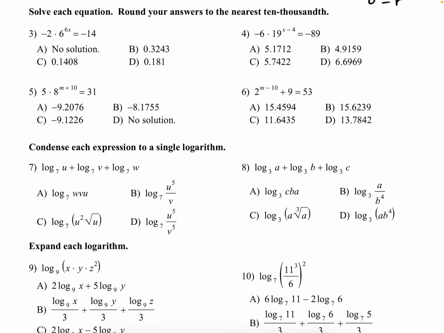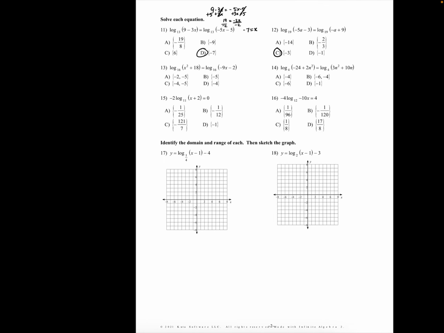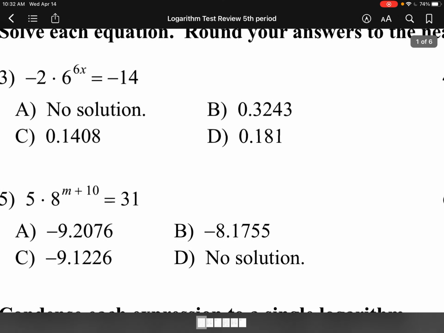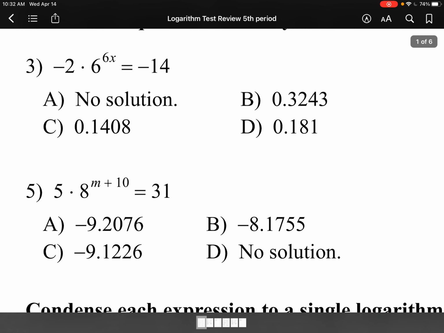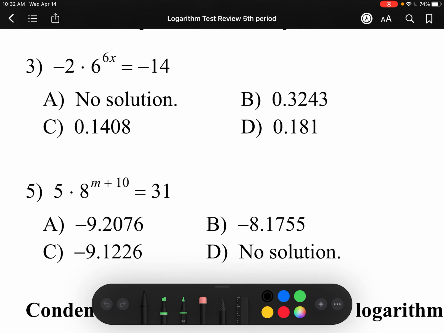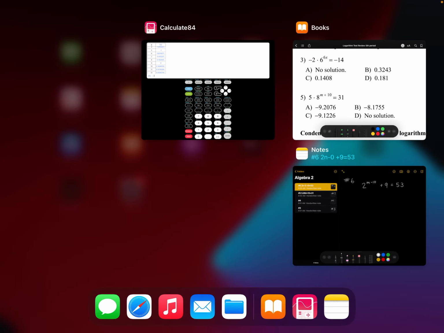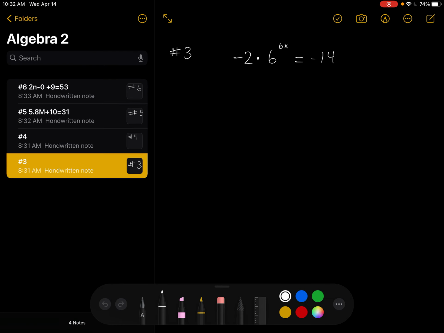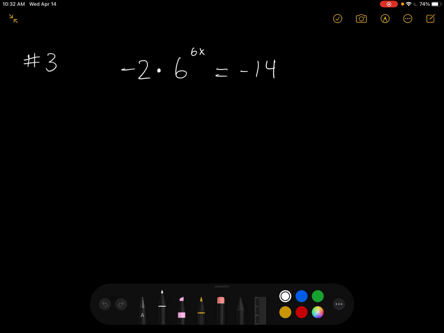That means that our term with the exponent has to be by itself, right? So here in number 3, this is the term with the exponent, so we've got to make sure that that's by itself. You're going to need extra paper for these problems because there's not enough space, so I went ahead and wrote them over here. And this is number 3, right? So for number 3, we have negative 2 times 6 raised to the power x is equal to negative 14.